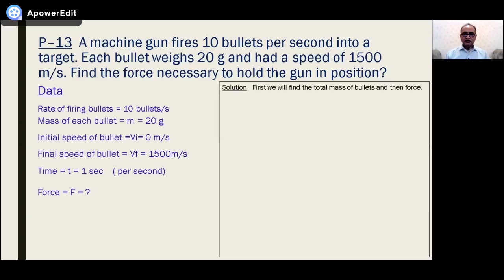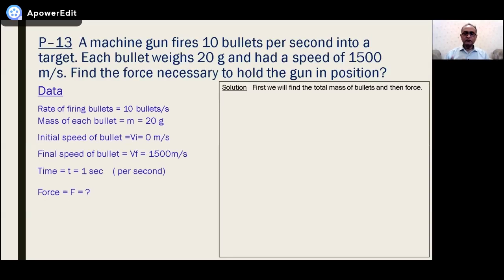So according to Newton's second law of motion, the rate of change of momentum is created by force, unbalanced force. We did it in the class also. F is equal to mvf minus mvi upon t. So we need the mass of the bullets.